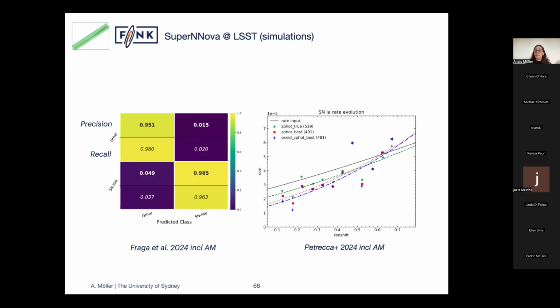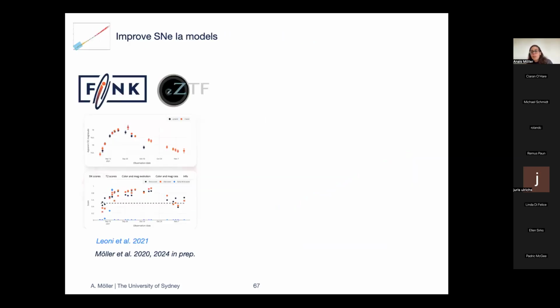We have tested these machine learning classifications with simulations of LSST. On the left we have a confusion matrix of the classification of supernova versus other things, and you can see that we can actually get good accuracy with LSST simulations. We also have tested what type of rate we would recover with type Ia supernova photometrically classified with LSST. And something I'm working on right now is using this precursor data from ZTF.